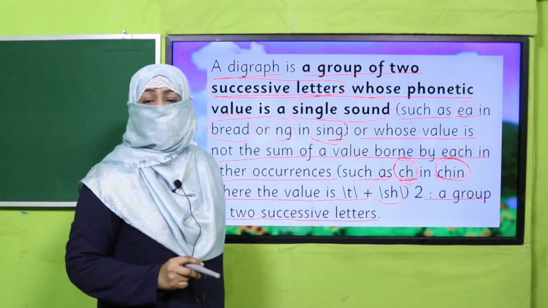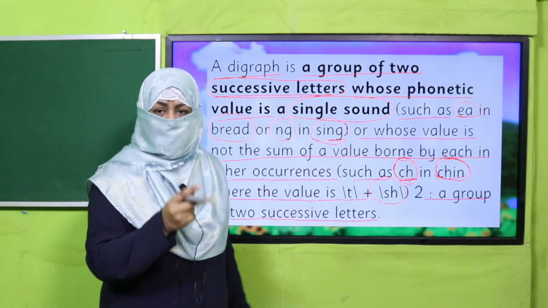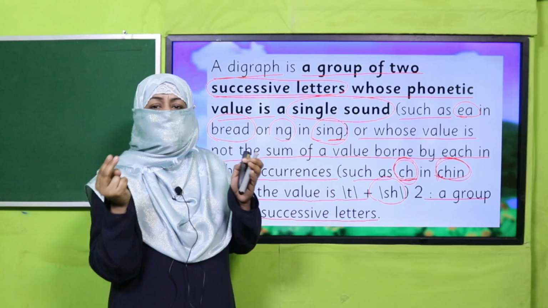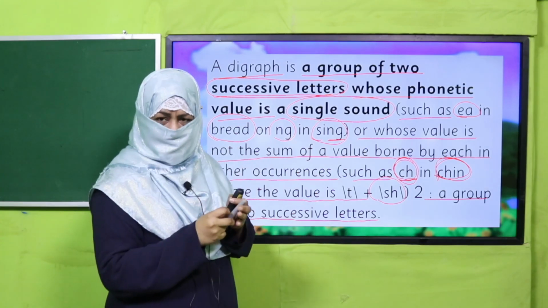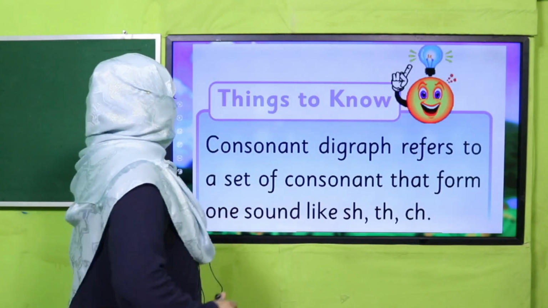Right? So such type of letters, they are known as digraphs. Di means two. Whenever you find di, it means two. So digraphs mean two letters are joined together to make one sound. Right? Okay. So why I'm telling you this, you already know.